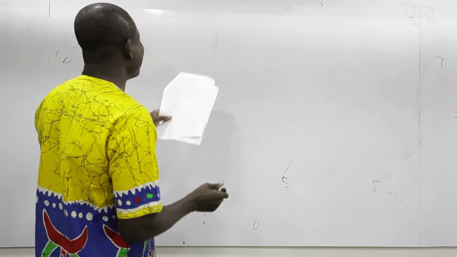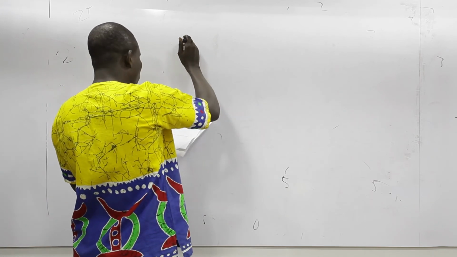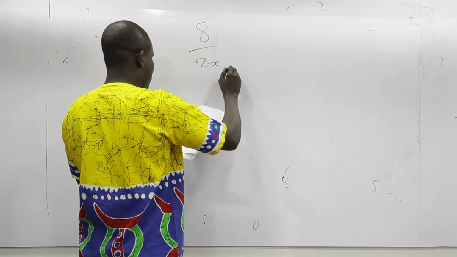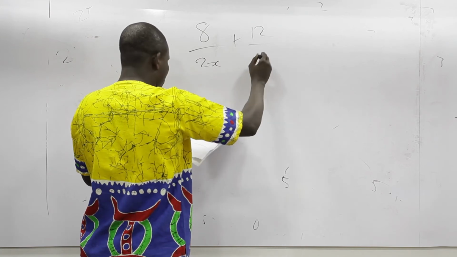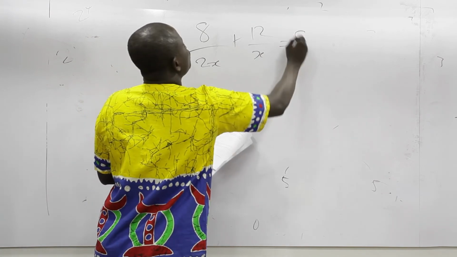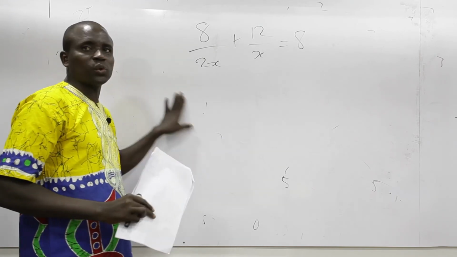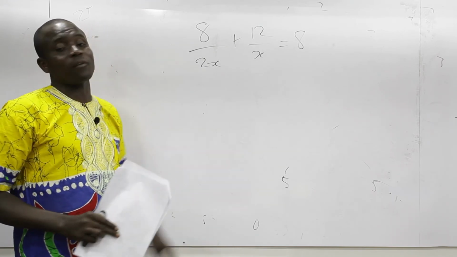Now, look at this one. It slightly confuses a lot of learners. So, 8 over 2x plus 12 over x is equal to 8. This one, we are not projecting anything. I'm writing the question straight on the board. So let's look at it and solve as such.